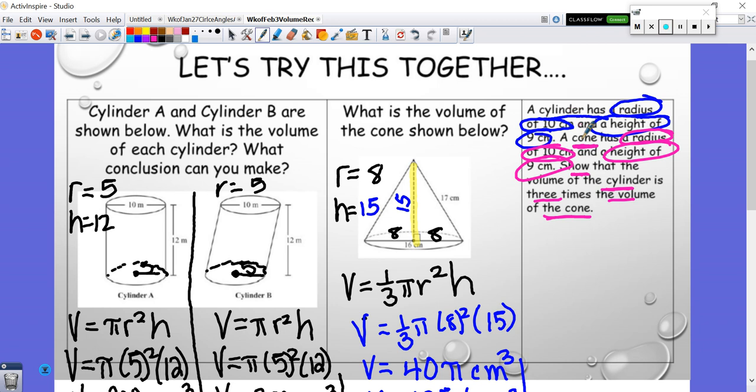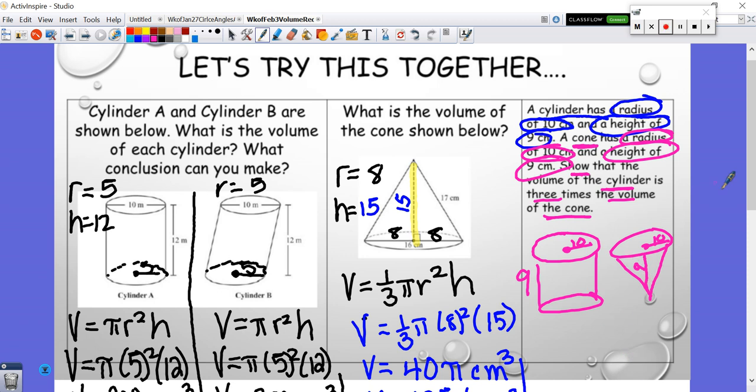Okay, so let's go here. So I'm going to draw a picture. Pictures are your best friends, so make sure you draw them. So it says I have a cylinder, and it says a radius of 10 and a height of 9. Got it. Now it says I have a cone, so I'm going to draw me a cone. It says it has a radius of 10, so 10 here, and a height, which is the vertical height and not the slanted height, of 9.